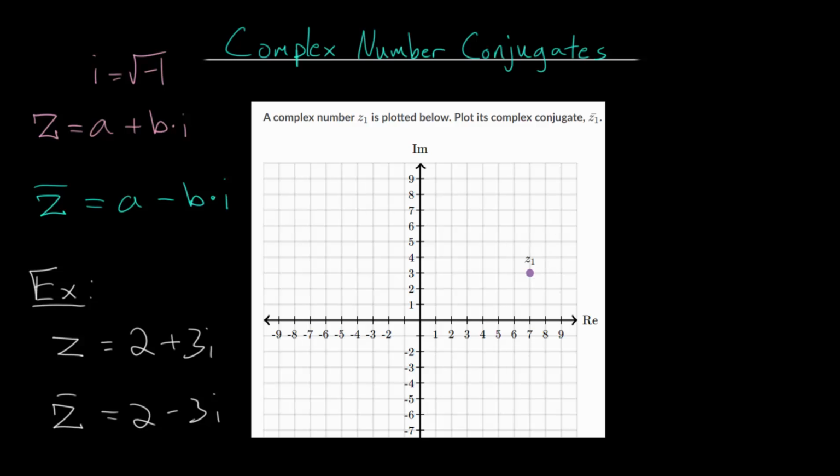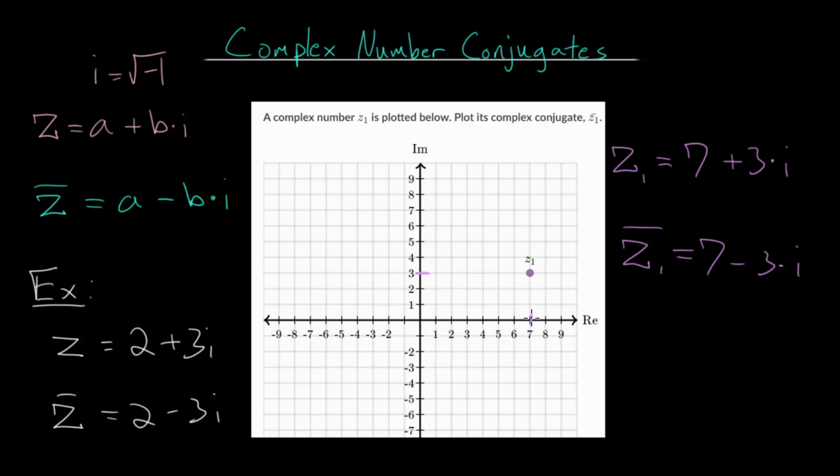So let's consider this example here where we have z1, and we can write it in terms of its real part and its imaginary part. So z1 is really just 7 plus 3 times i. And to find its conjugate, we just make the imaginary part negative. So we have 7 minus 3 times i. And in this example problem, we need to plot this complex conjugate. So we can find 7 minus 3i.